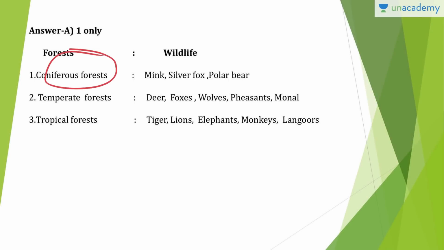So coniferous forest will have mink, silver fox, polar bear. And the temperate forest will have deer, foxes, wolves, pheasants and monal. And finally tropical forest will have tigers, lions, elephants, monkeys, langurs, etc. So thank you for watching this lesson.